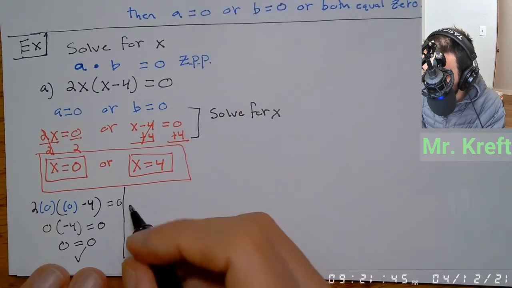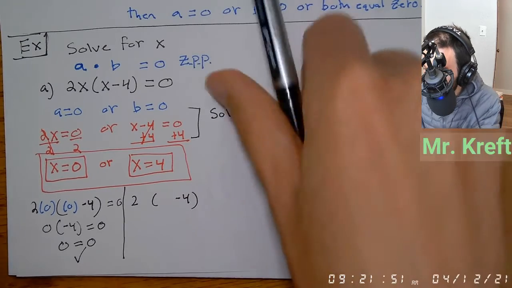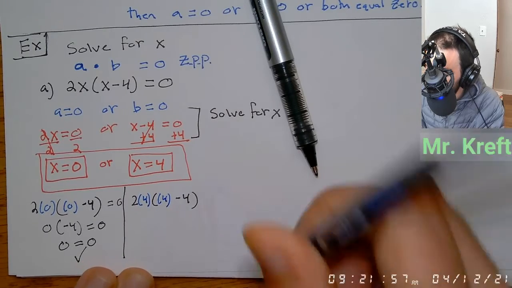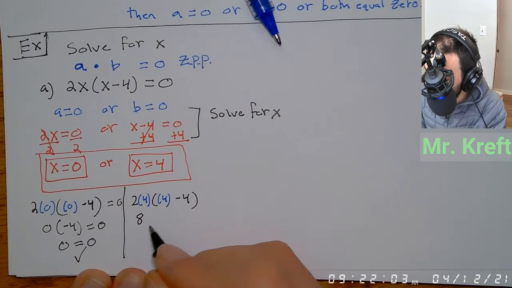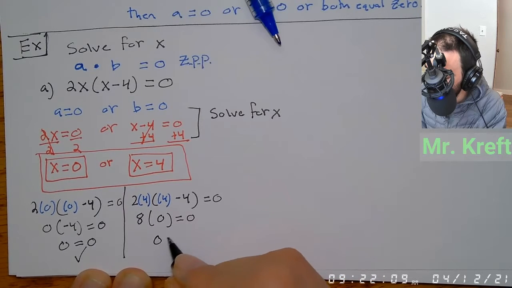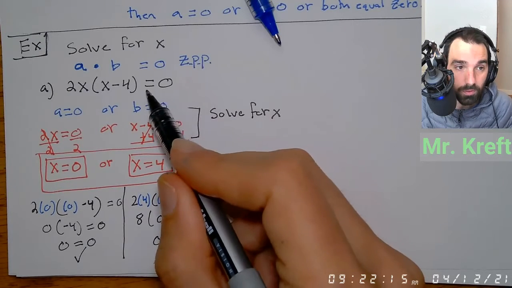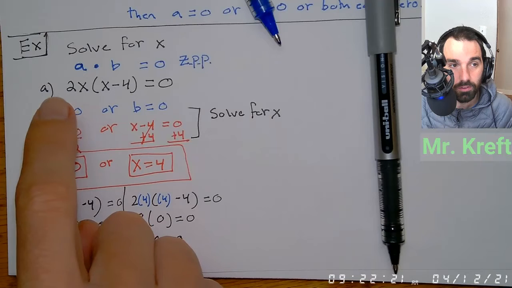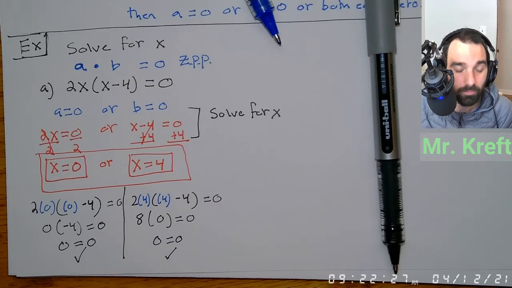And then if I plug in a 4, I get 2 times 4 times 4 minus 4. So 2 times 4 is 8. 4 minus 4 is 0. 8 times 0 is 0. So we can see that they both are correct. They both give us an answer that equals 0. And the reason why we have two answers is because we have two terms, and there's a different way to get each term to 0.